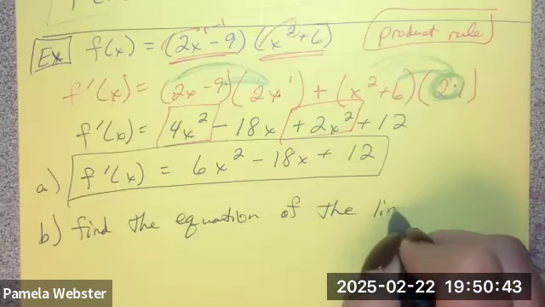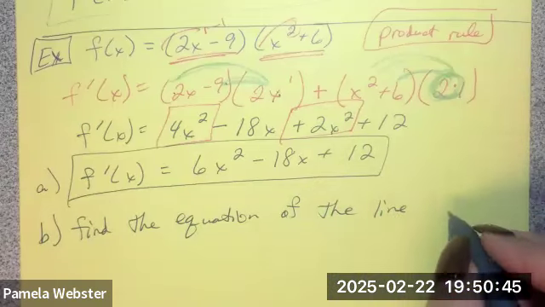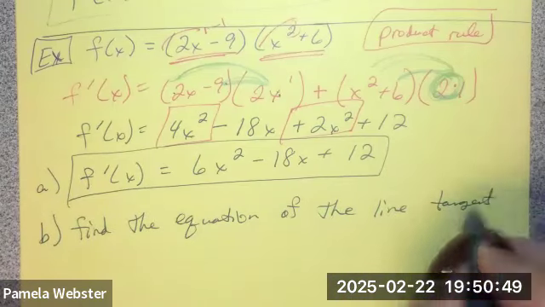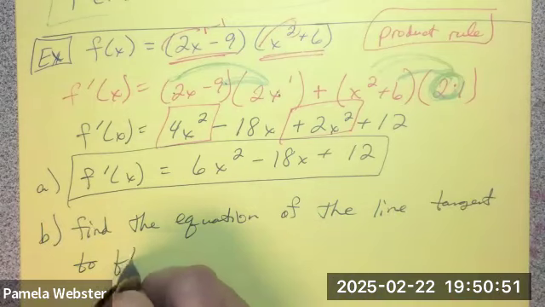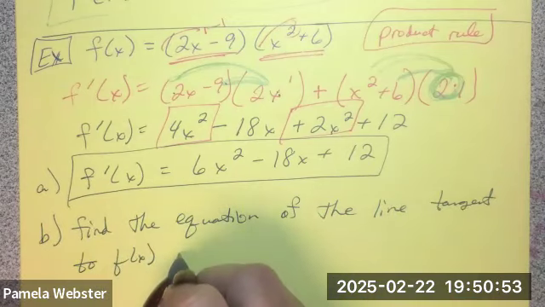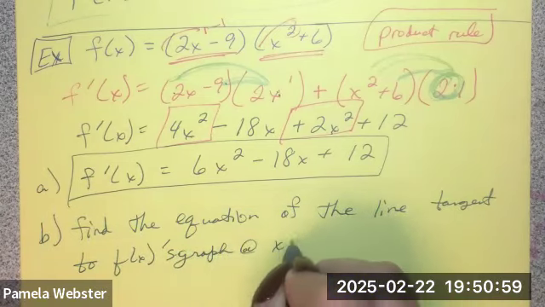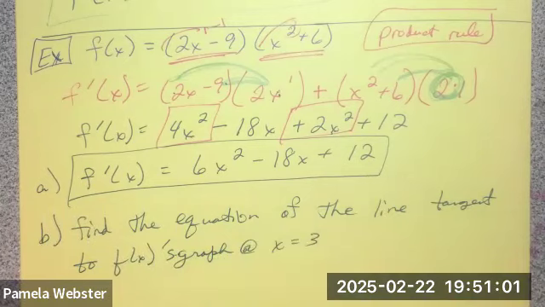Find the equation of the line tangent to the graph of f of x at x equals 3. Okay. So let's see how well we remember what was going on with this.